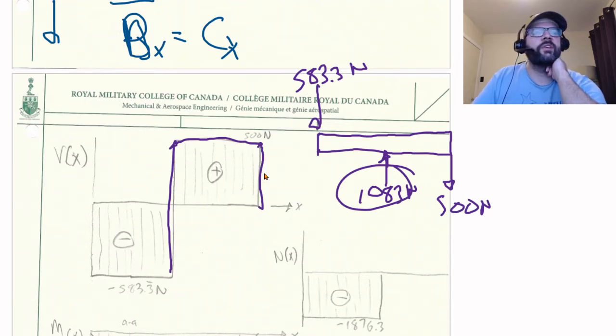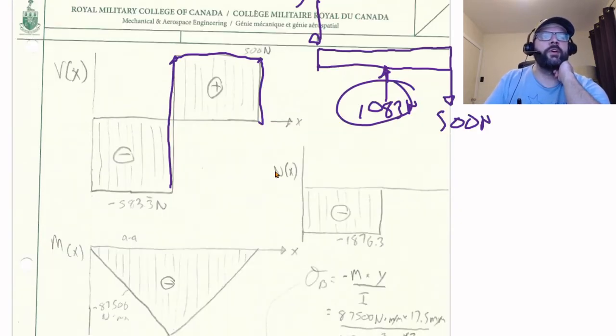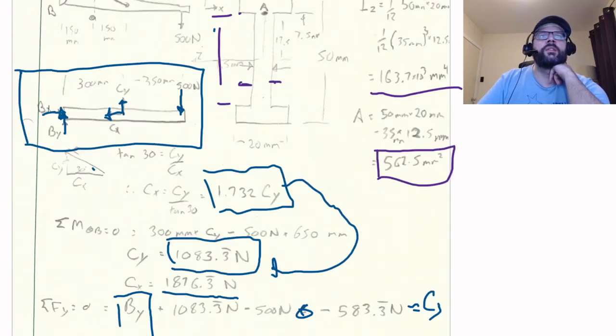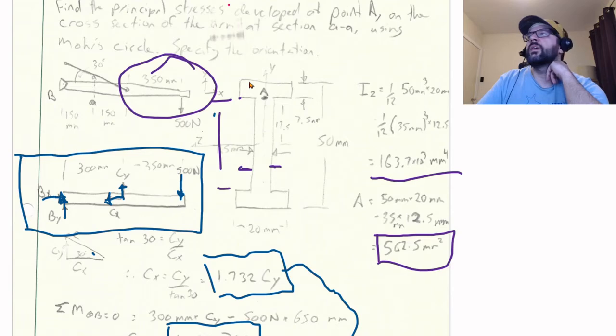The normal force is even more straightforward because again, there's compression because of Bx until you get to Cx, and then in between there, the compression is 1,876 newtons, and then beyond that, it's nothing. There's not going to be any compression in this segment of the handle.